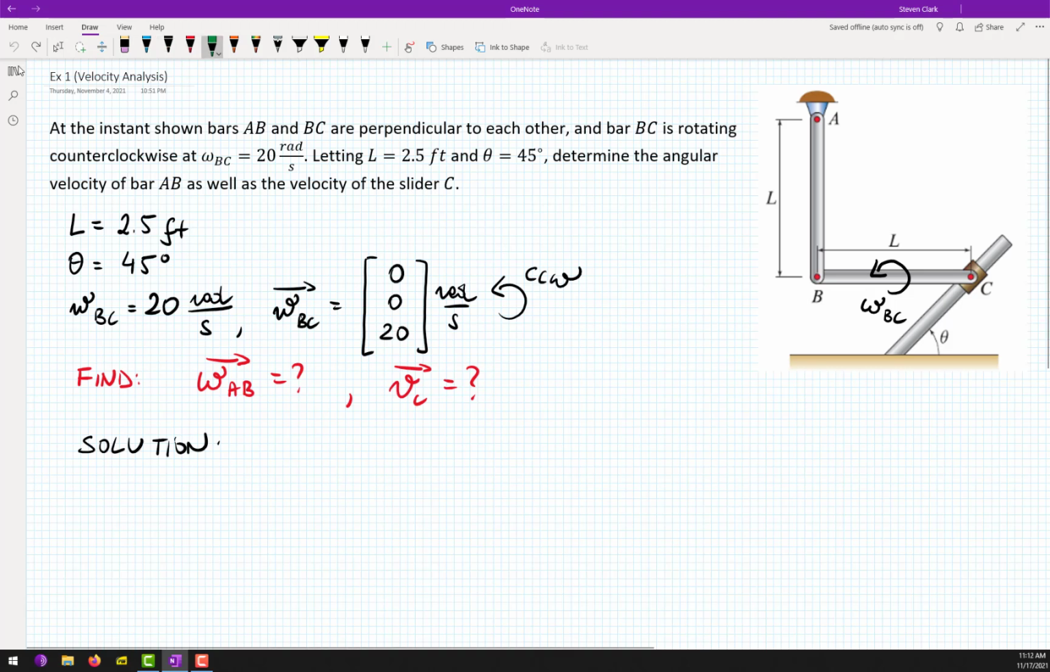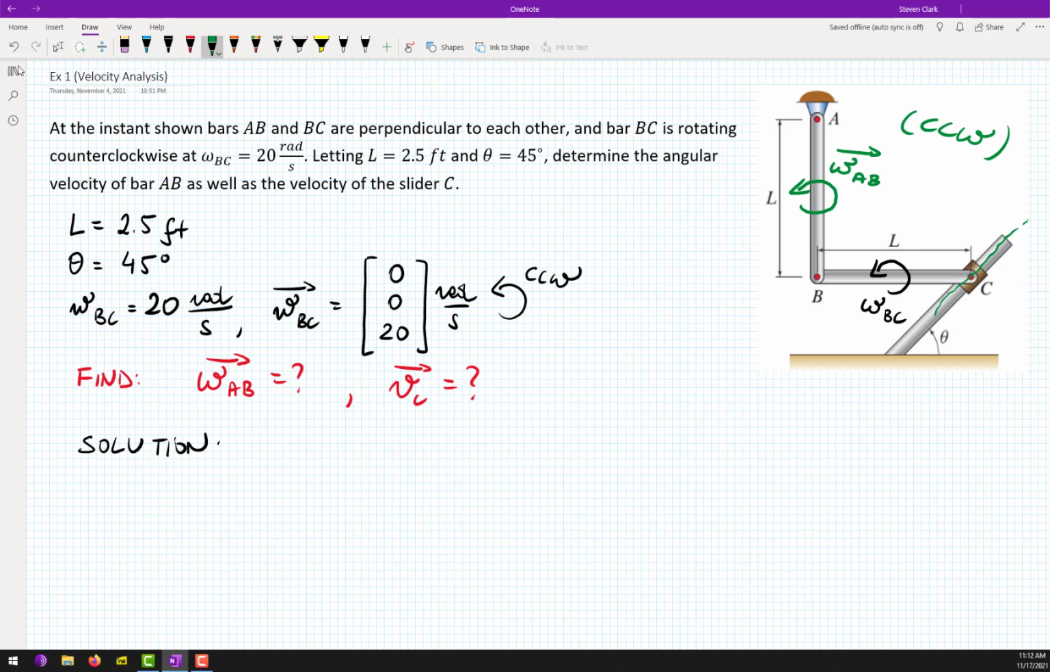So let's already put this omega AB on the picture. Let's assume positive direction. This is omega AB. By positive direction, I of course mean counterclockwise. They ask us to find this value, plus they ask us to find the velocity of C, so the velocity of this point.